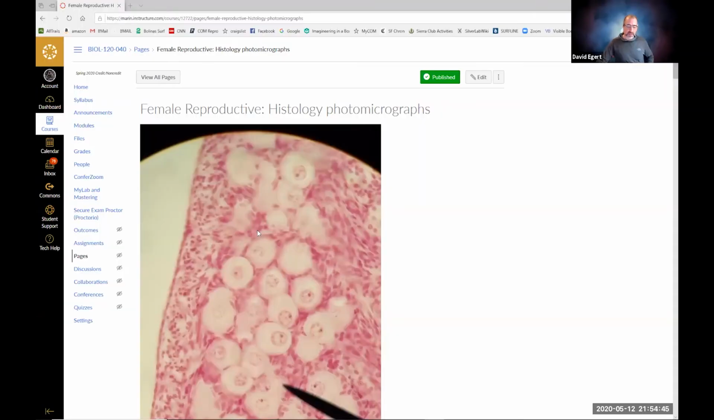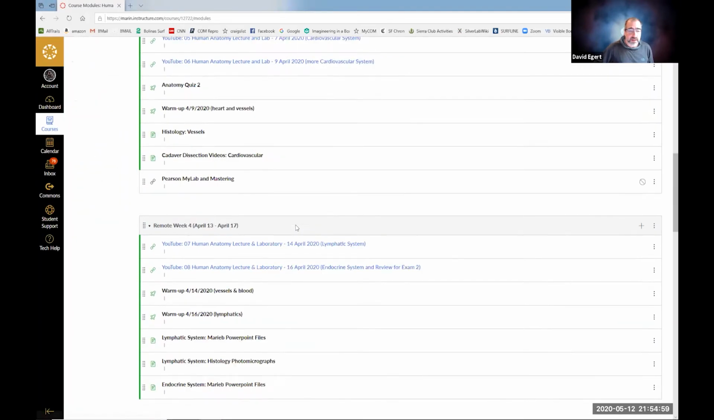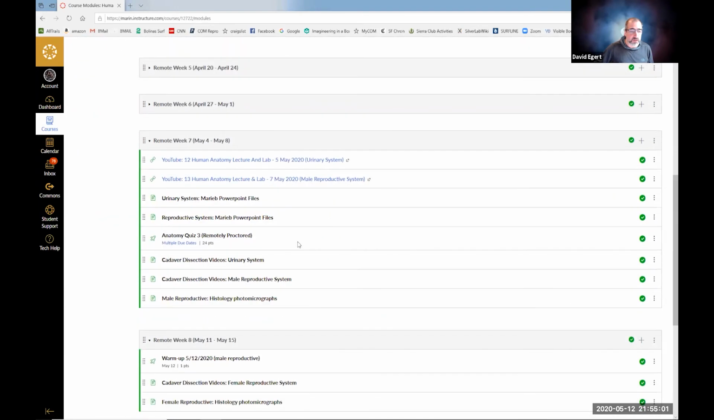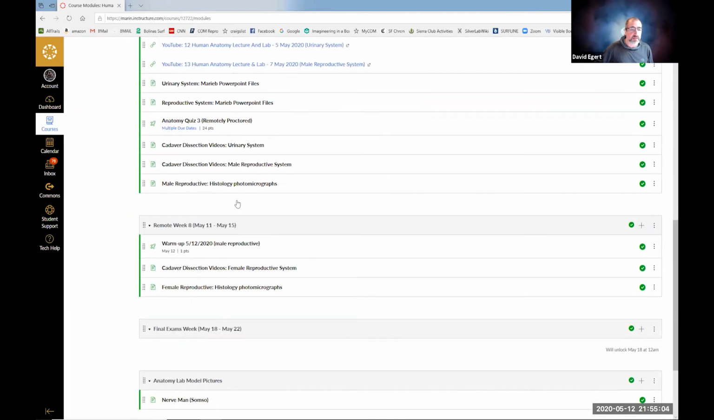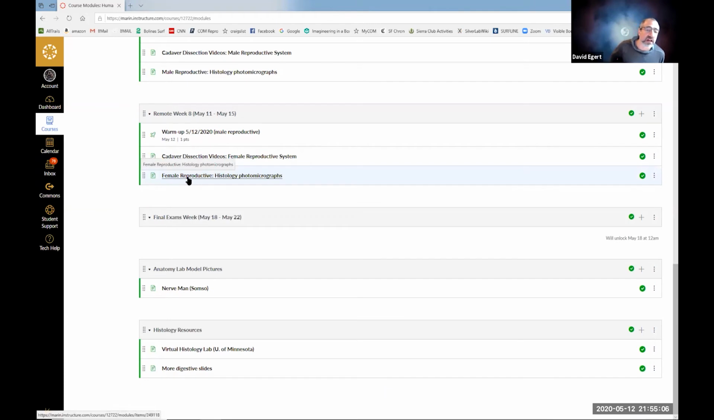So let's look at some histology instead, and then we'll come back to the gross anatomy. So this is in the module for today. I added two things in. One of them is female reproductive histology photo micrographs, and the other one are cadaver dissections. So we'll start with the histology.